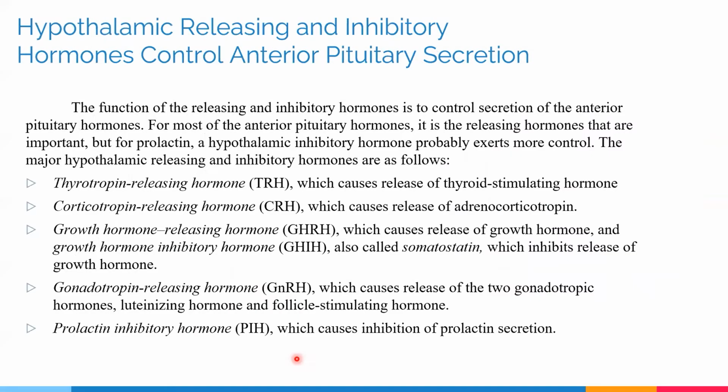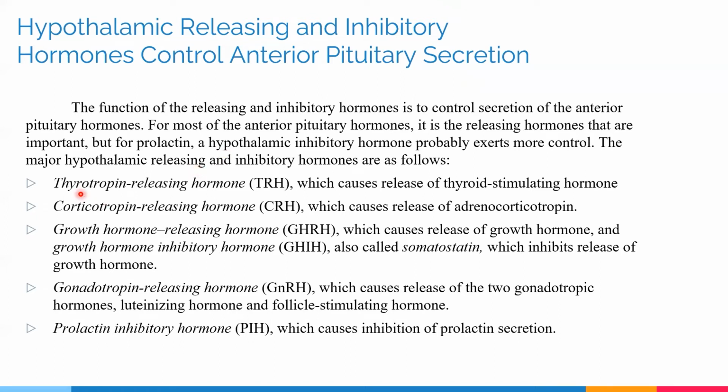Next, we'll look into the hypothalamic releasing and inhibitory hormones that control anterior pituitary secretion. The function of releasing and inhibitory hormones is to control secretion of the anterior pituitary hormones. For most of the anterior pituitary hormones, it is the releasing hormones that are important, but for prolactin, a hypothalamic inhibitory hormone probably exerts more control. The major hypothalamic releasing and inhibitory hormones are as follows.